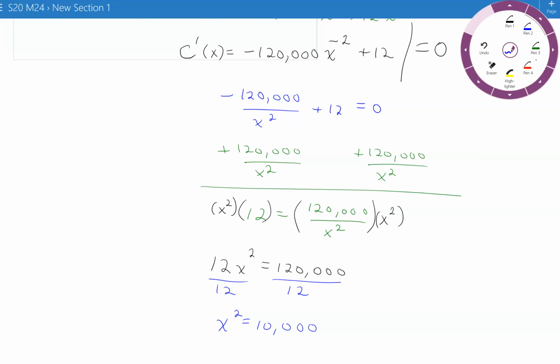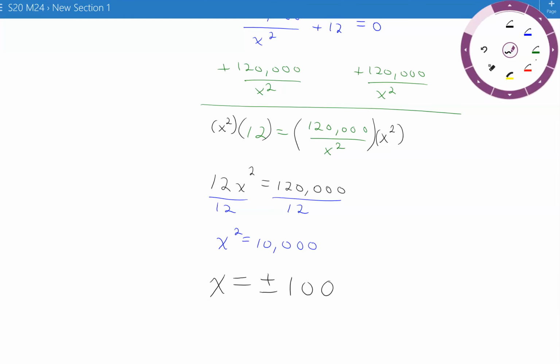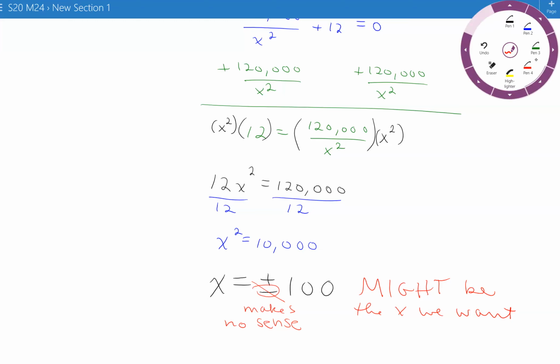So technically, x equals plus or minus 100. But because this is a real problem, and x can't be a negative number, it's a length of fencing, we discard this negative, but we note that it makes no sense, so I don't use it for anything. But you note that it is a solution of the equation x squared equals 10,000. Okay, so this might be the x we want. But we need to do some more work before we decide if it really is for sure.